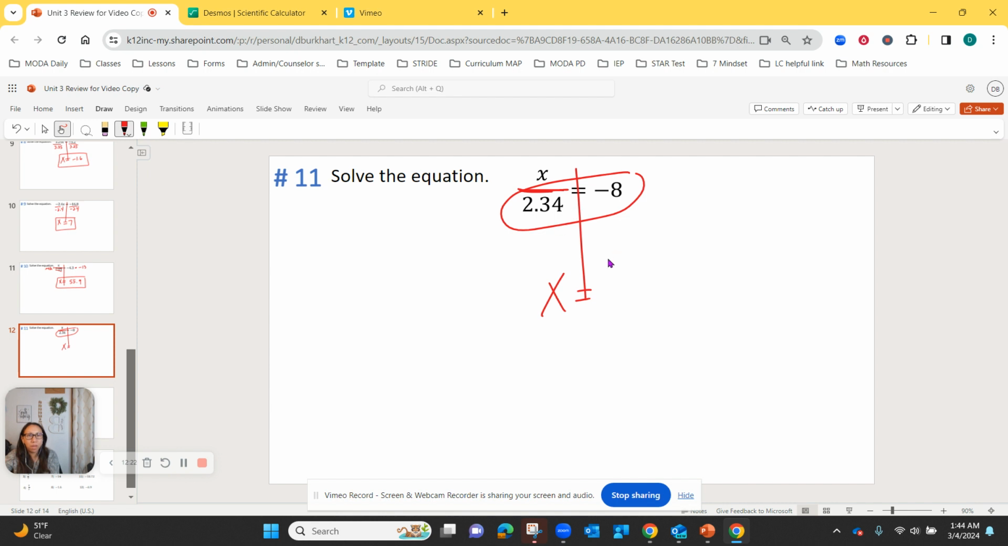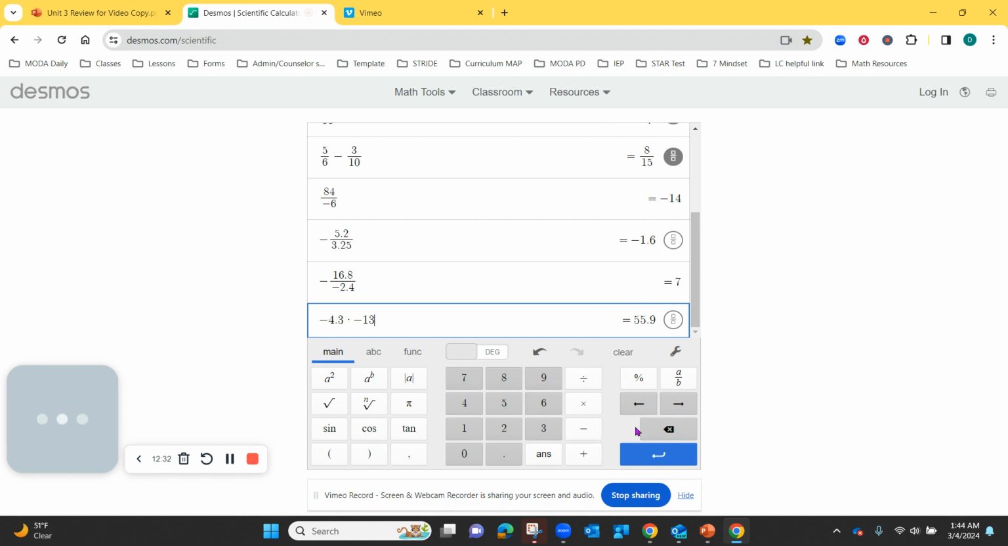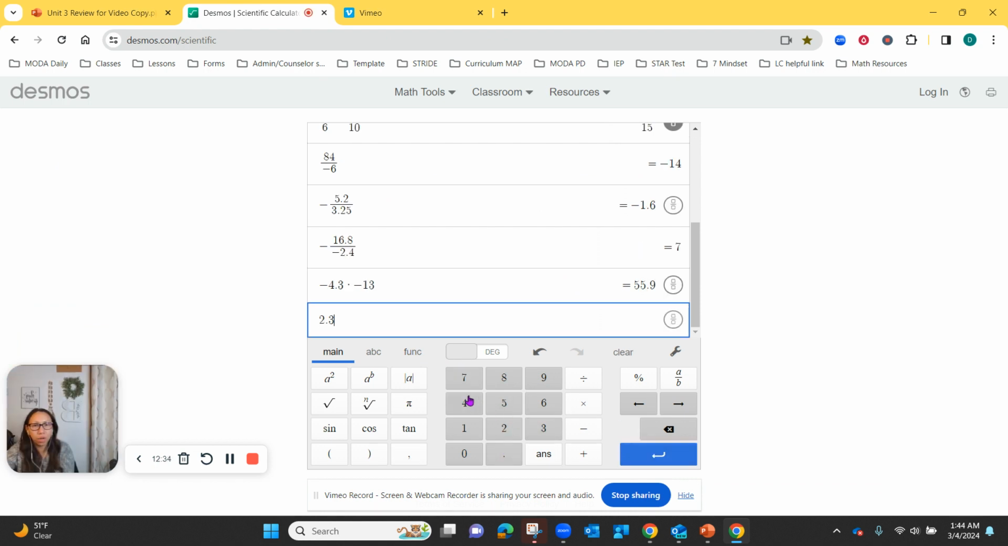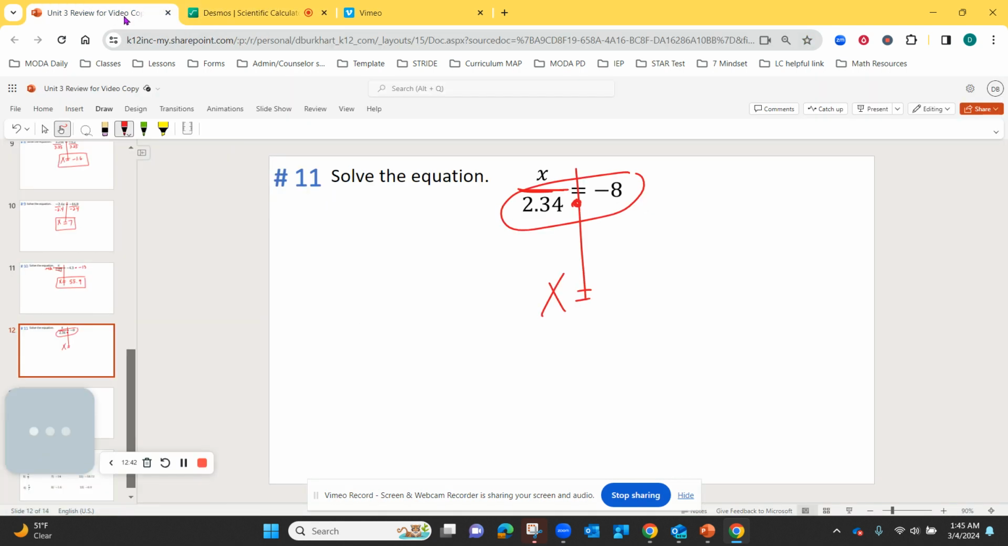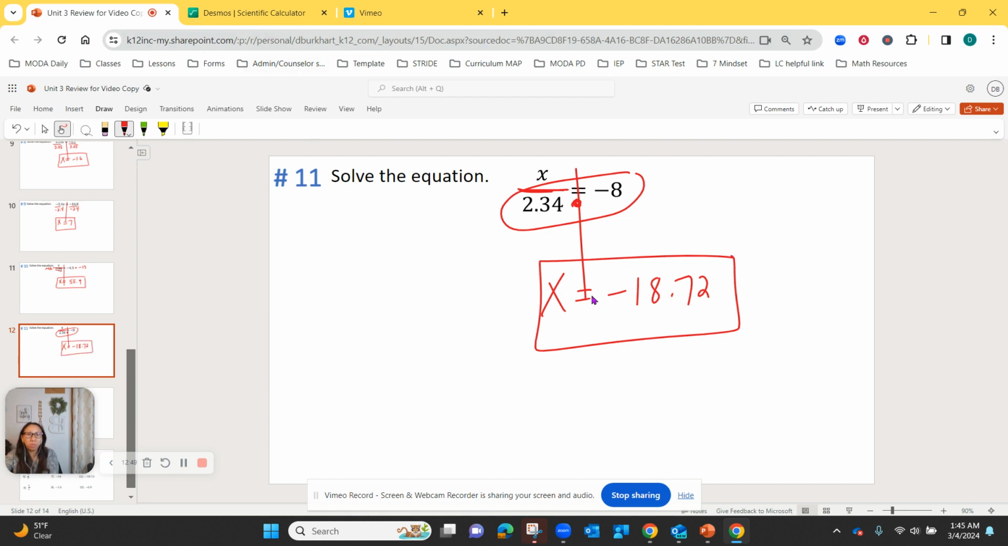So you're multiplying 2.34, I'm going to put the dot, so meaning you're multiplying those two, times negative 8. So 2.34 times negative 8, you get negative 18.72. All right. So again, you can double check your work by plugging in that value of our x back into the original equation. See if you get the negative 8 as the answer.